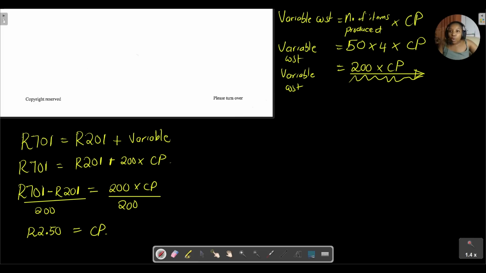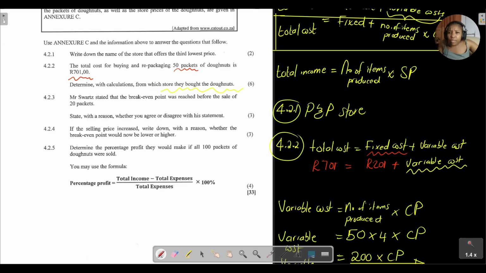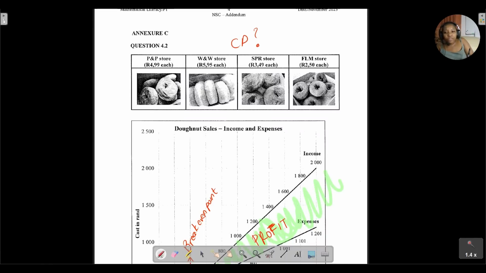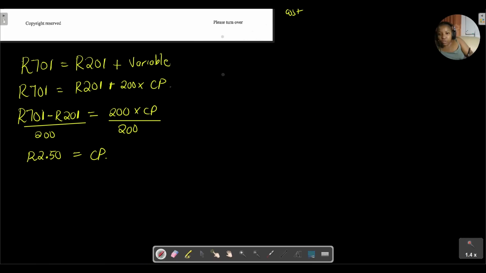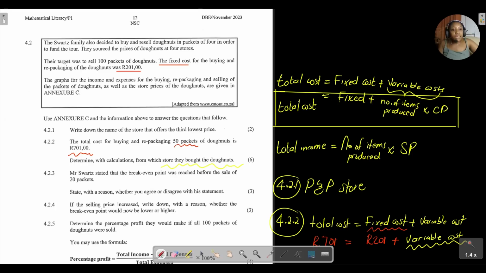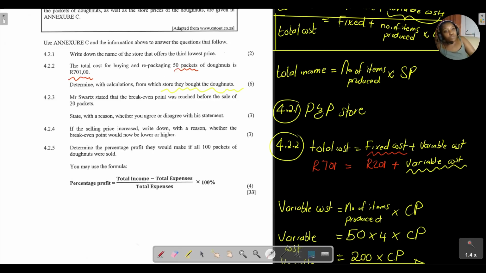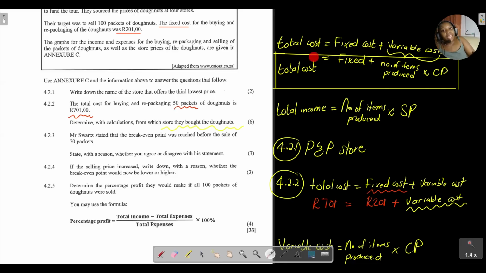CP is cost price. So we can then make a conclusion. Which store did they buy the donuts from? Which store has a cost price of 250? It is the FLM store. So they bought their donuts from the FLM store. Nice and easy. But if you didn't know of this formula, you are not even going to have any clue of how you were supposed to start off this solution.